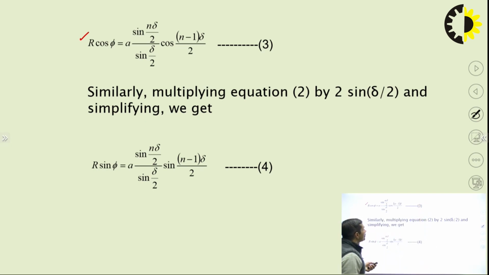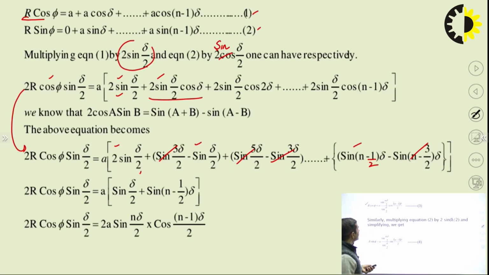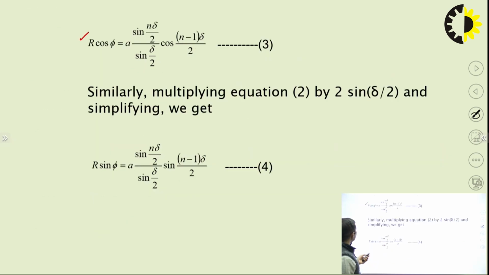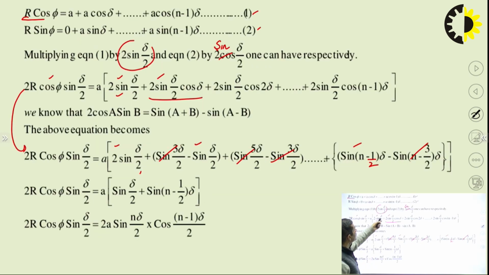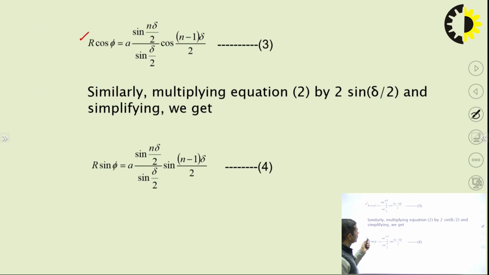Similarly, to find the value of R sin phi, we again multiply equation 2 by the factor 2 sin delta by 2, simplify in the same manner, and we can find the value of R sin phi. It will be in the same form, just with a change: here it is a cos term and there it will be a sin term.